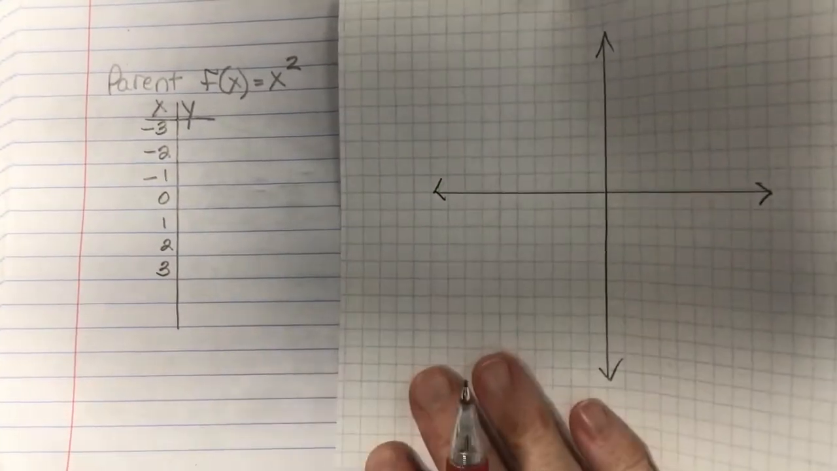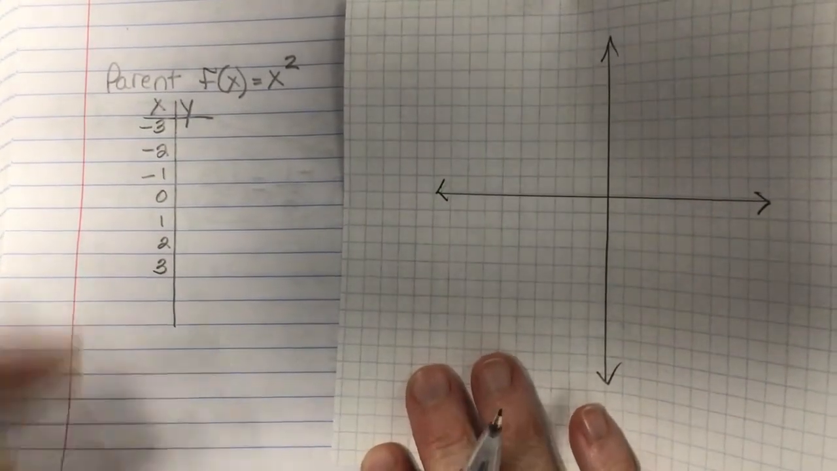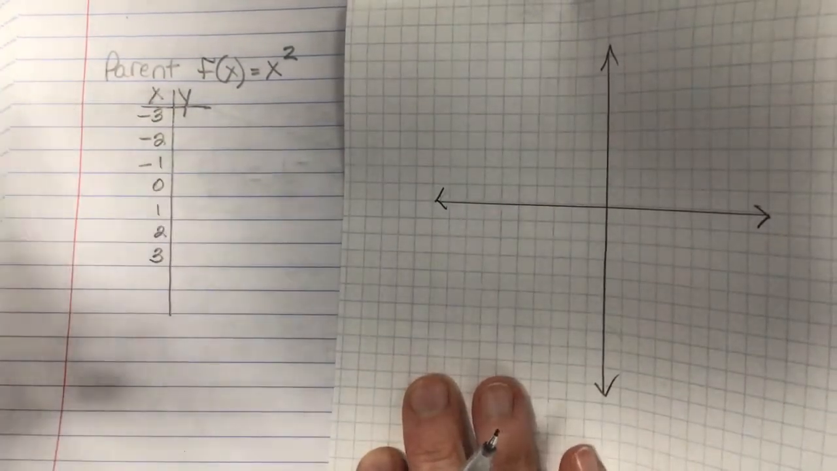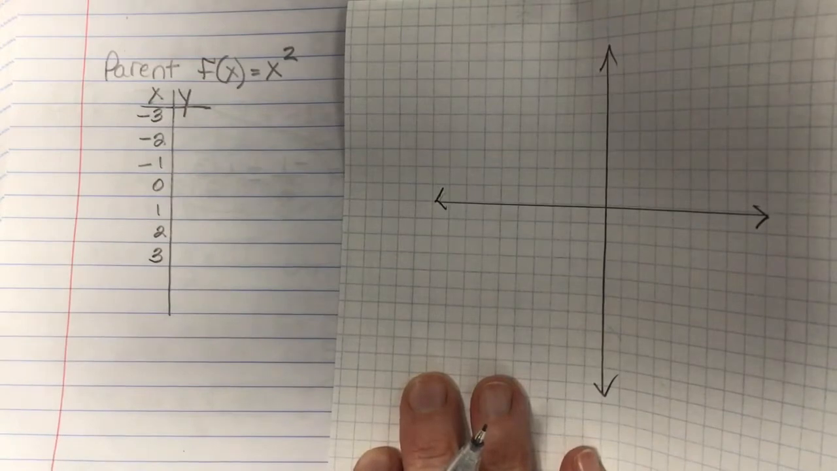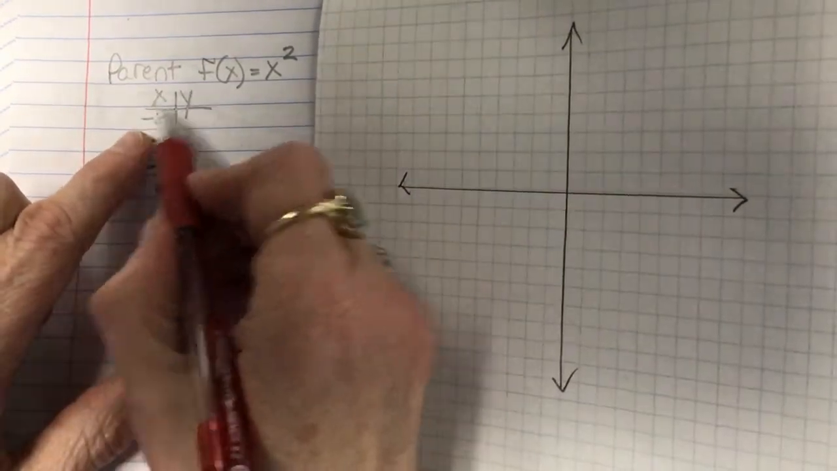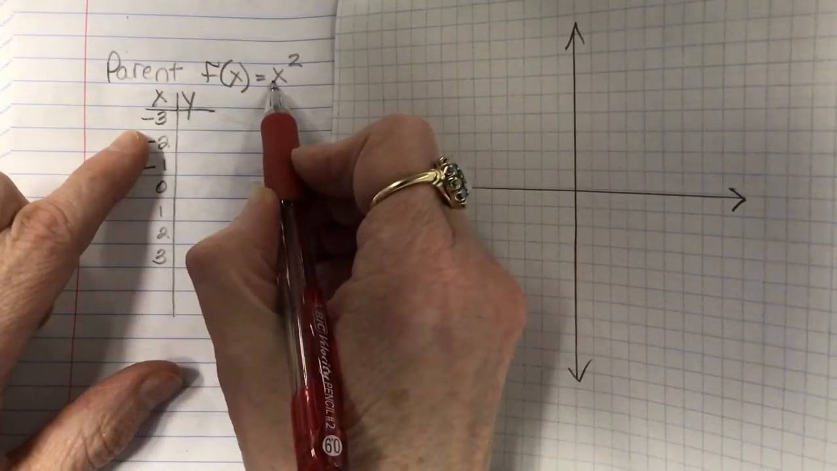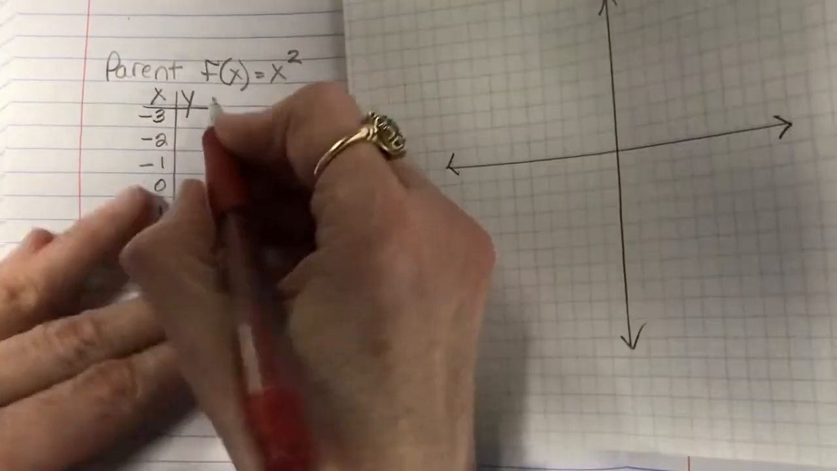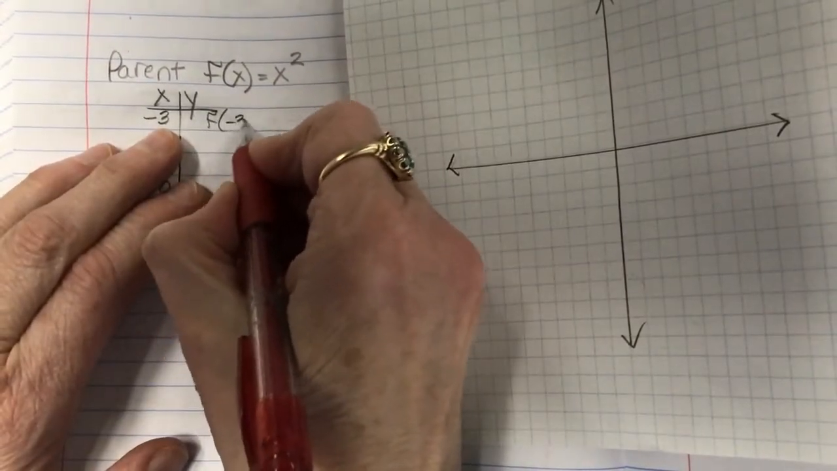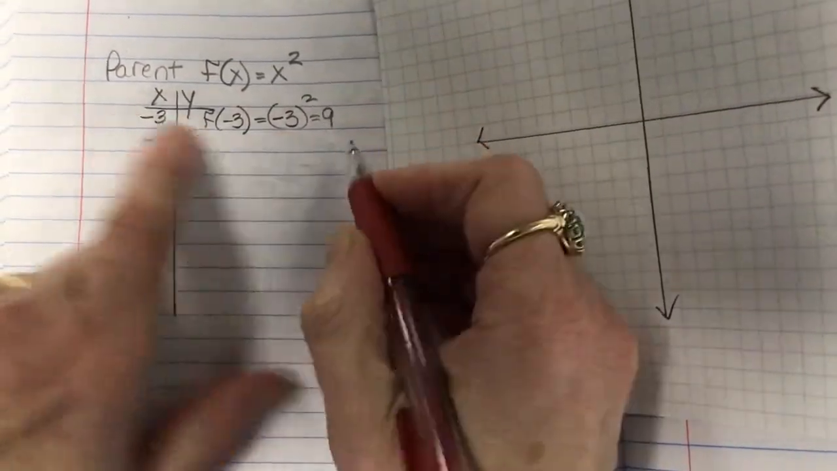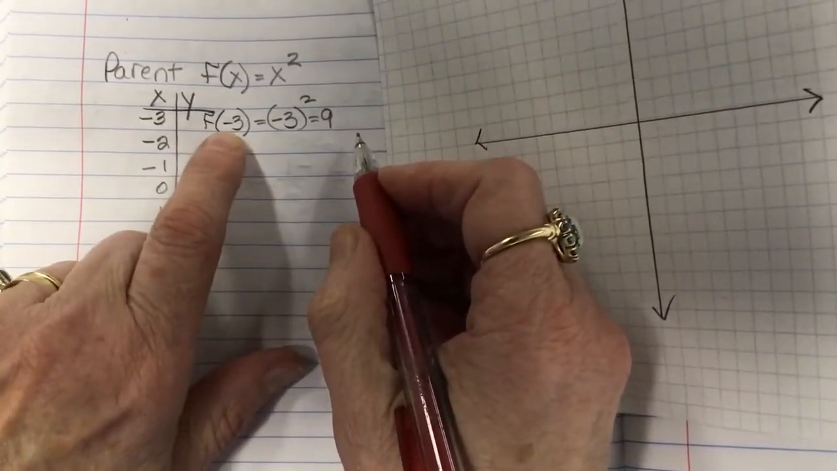Now, the arithmetic's a little more involved than absolute value. You're just squaring the numbers, but I think you can do that all the way down. We're trying to get shortcuts so we don't have to do all the arithmetic. When you put -3 in for x, here's a good way to write it: f of -3 equals -3 squared, and then we know that's equal to 9. That's why we like that notation better.